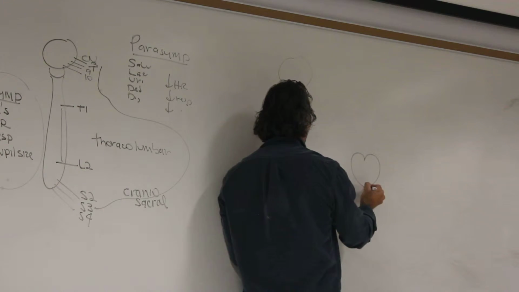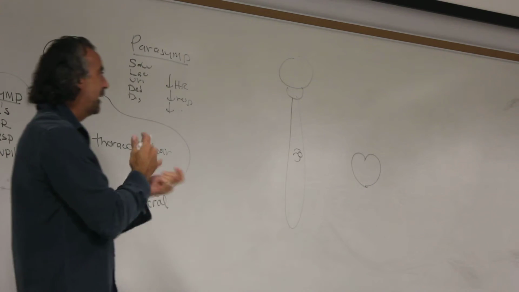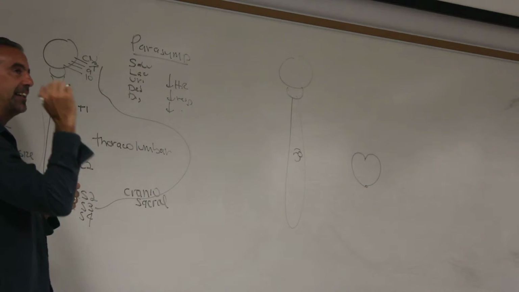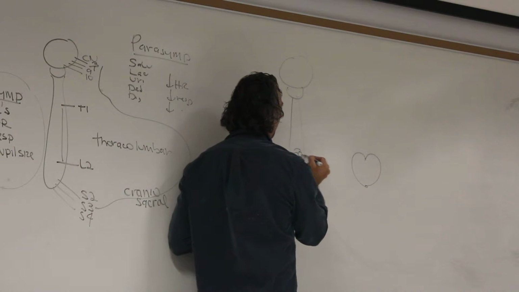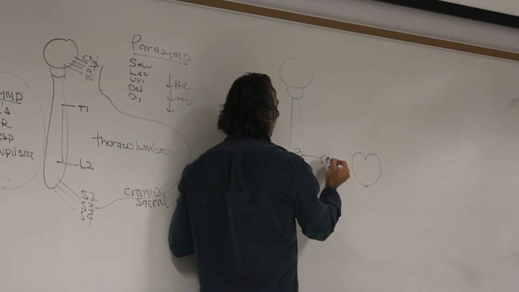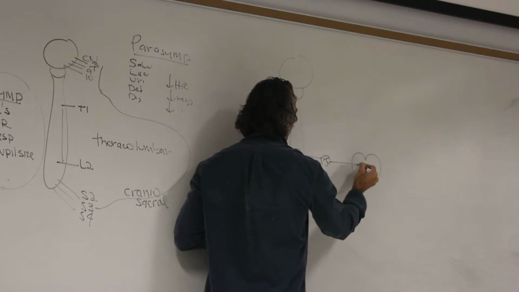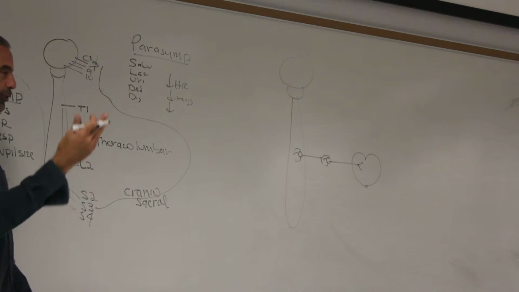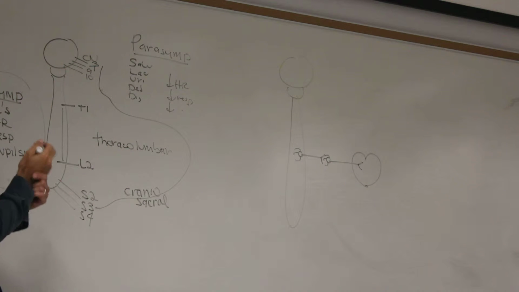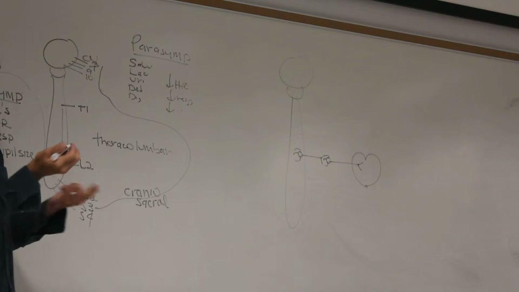So if I'm going to my heart, how many neurons from my spinal cord to the heart? Always got to have 2. That's the key, got to have 2. Okay, so there's neuron number 1, and there's neuron number 2. I don't care if it's to your heart, to your liver, to your spleen, to your uterus, whatever it is, you got to have 2, okay? What do we call them?